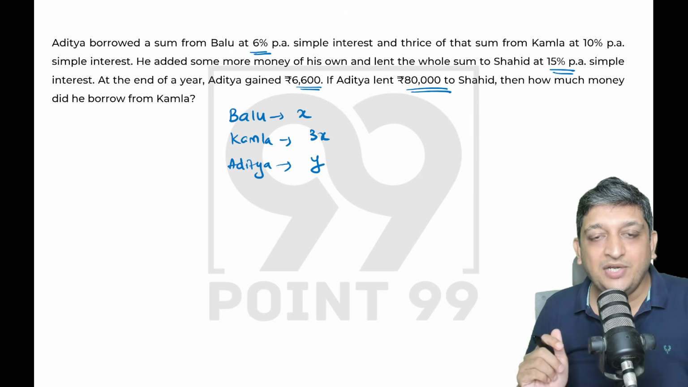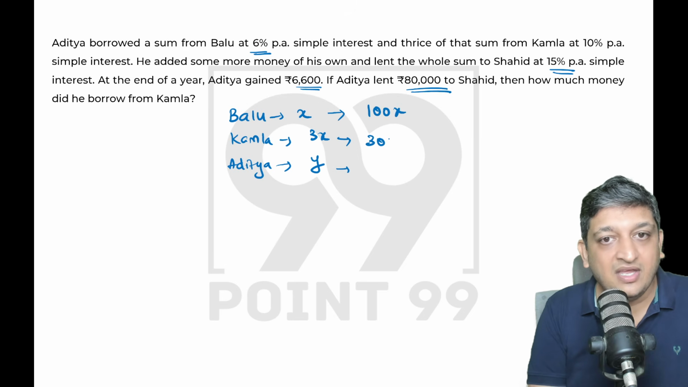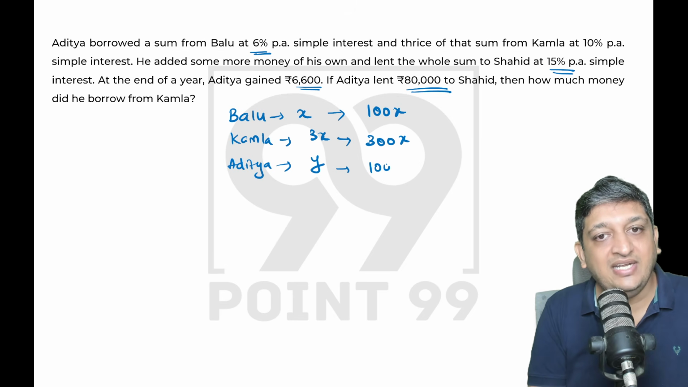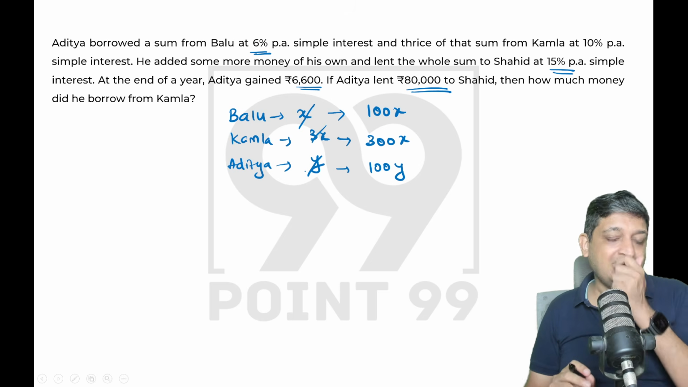Now, one thing that you can do is, instead of X, 3X and Y, you can take better variables. You can take this as 100X, you can take this as 300X and you can take this as 100Y instead of these, because the percentage bit is going to be taken care of.